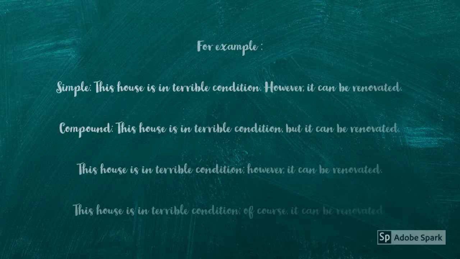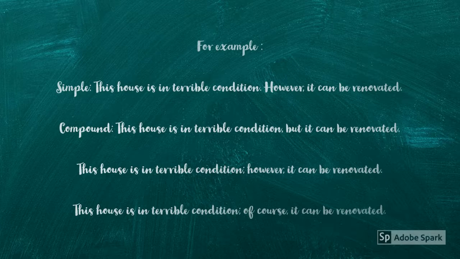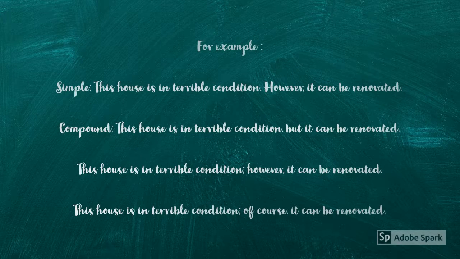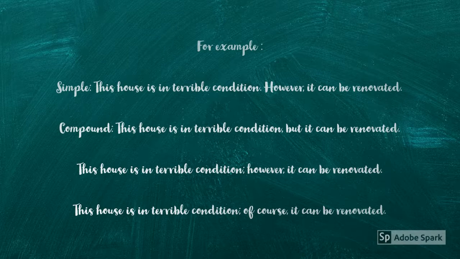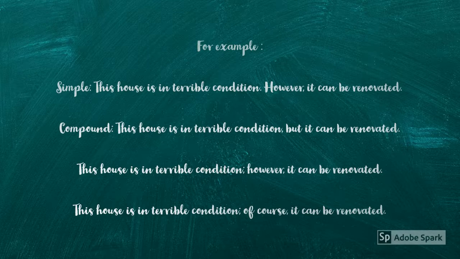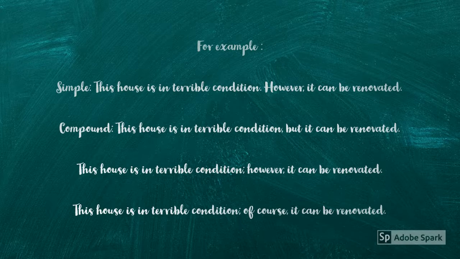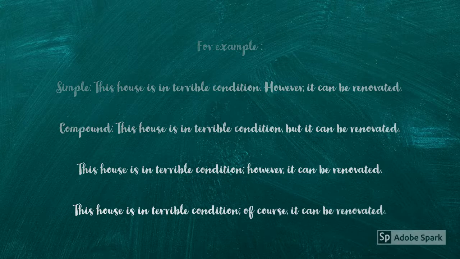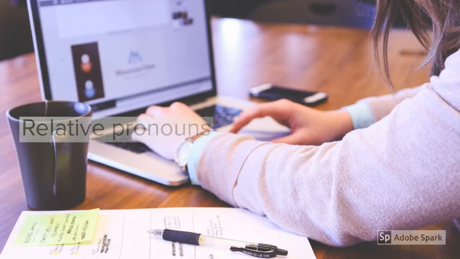For example, for a simple sentence: this house is in terrible condition. However, it can be renovated. For a compound sentence: this house is in terrible condition, but it can be renovated. This house is in terrible condition; however, it can be renovated. Or this house is in terrible condition; of course, it can be renovated.